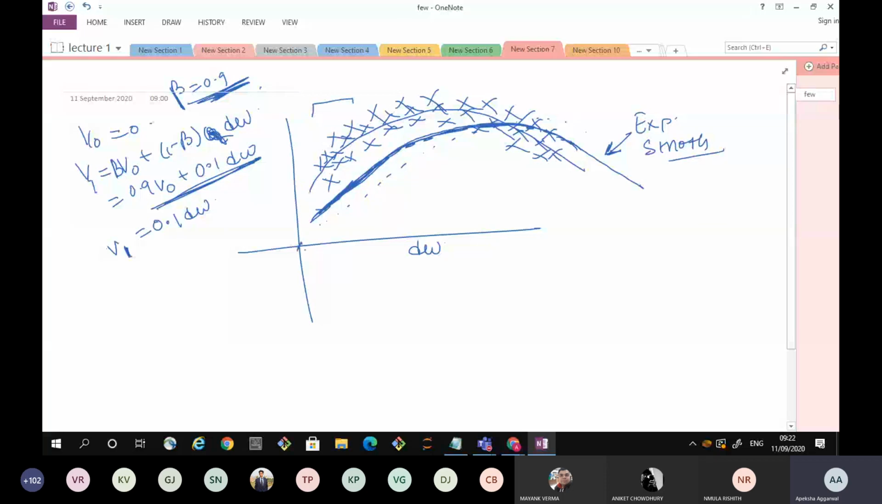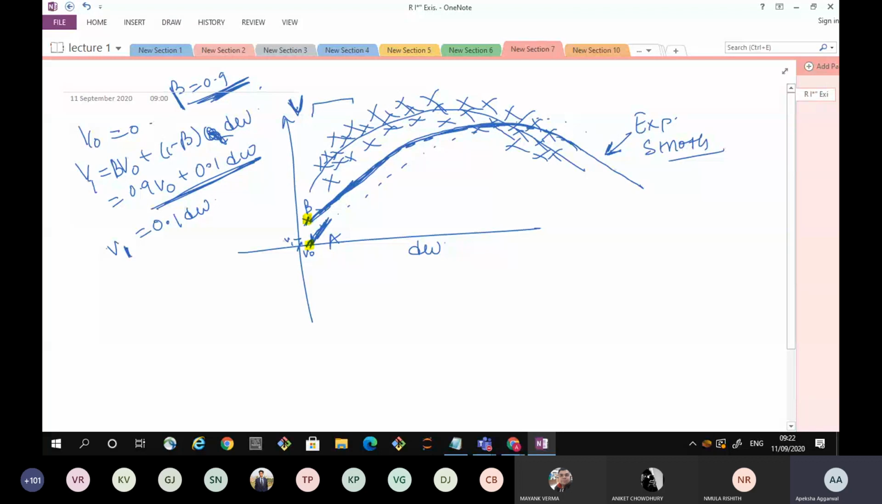So V naught is 0. This is the y direction, if V is on the y direction. So V naught would be here, V1 would be here, somewhere here. So this curve would start from here instead of starting from here. This is point A and this is point B. So instead of starting from this point, it is starting from point B. I'll draw it with another pen. So here is the difference. Instead of starting from here, it's starting from here.